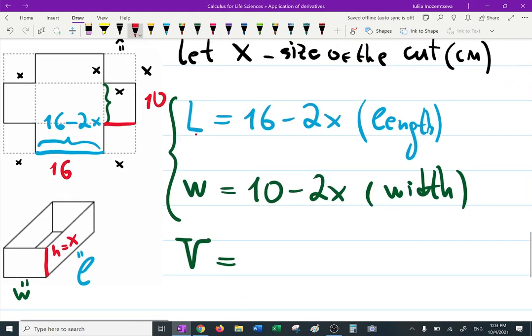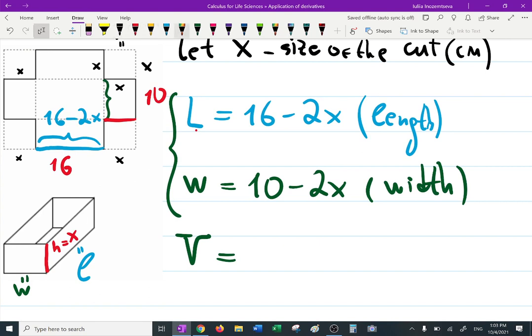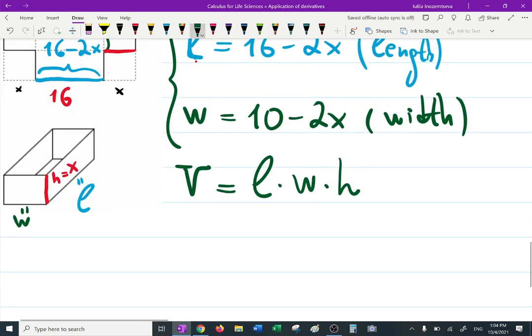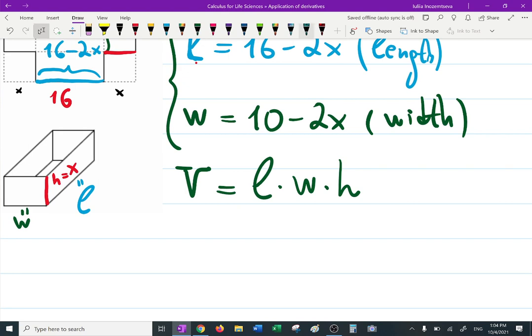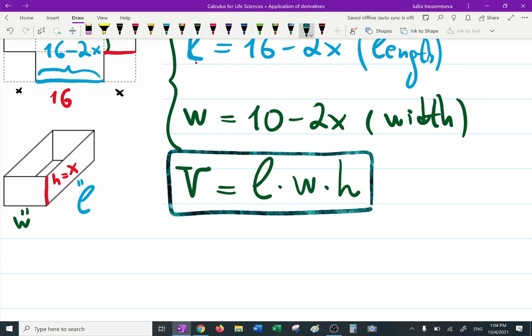So what is the volume then? What's the formula for the volume? L, W, and H. Thank you. Let's not call it capital L, that is unusual. Small l. So l, w, and height. And now we can rewrite everything. Okay, let me write down that this is what we want to maximize.